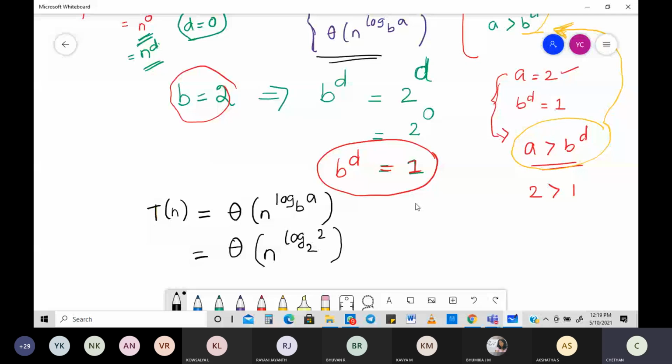Now you must know what this value is. What do you think log 2 to the base 2 is? It is nothing but equal to 1. Log 2 to the base 2 is always equal to 1, or in very simple terms, whenever you have log a to the base a, it is always equal to 1 only. This you have to know.